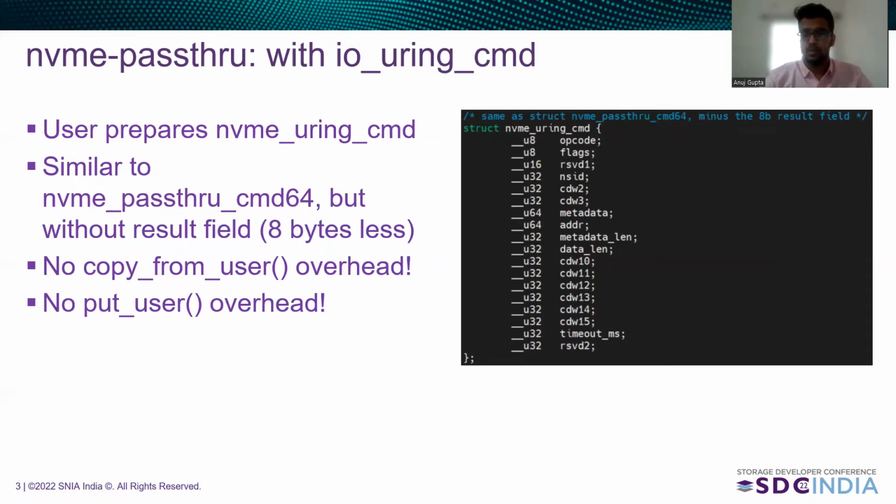The good part about this path is that there is no copy from user overhead and no put user overhead. We achieve this using something called Big-SQE and Big-CQE. And what exactly is that? We will see it in the next few slides.